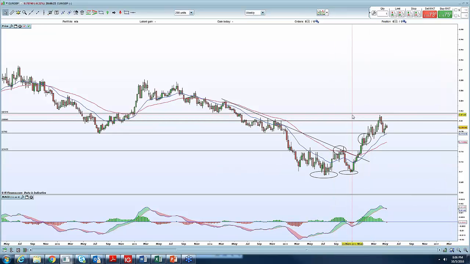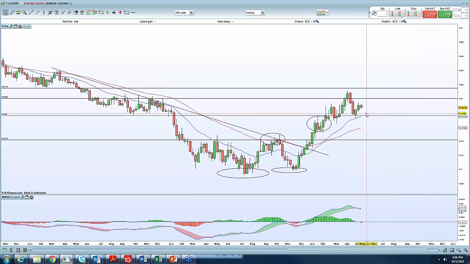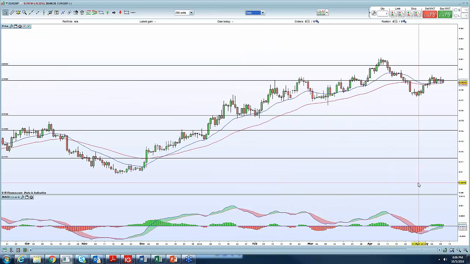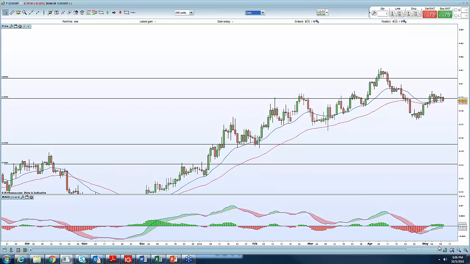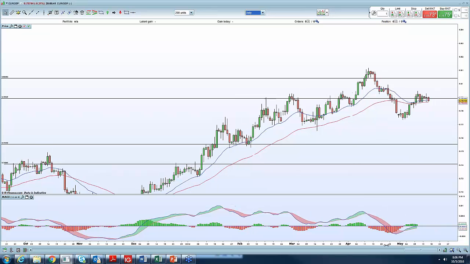Okay, the resistance is not that strong. In fact, the strong resistance is around 81.80 to 82, which we have not touched yet. So there's a chance that we might push higher to 81.50 to 82 in the near future. But weekly is definitely on an uptrend. Daily chart is a bit different. Daily chart, I would say, is consolidating.